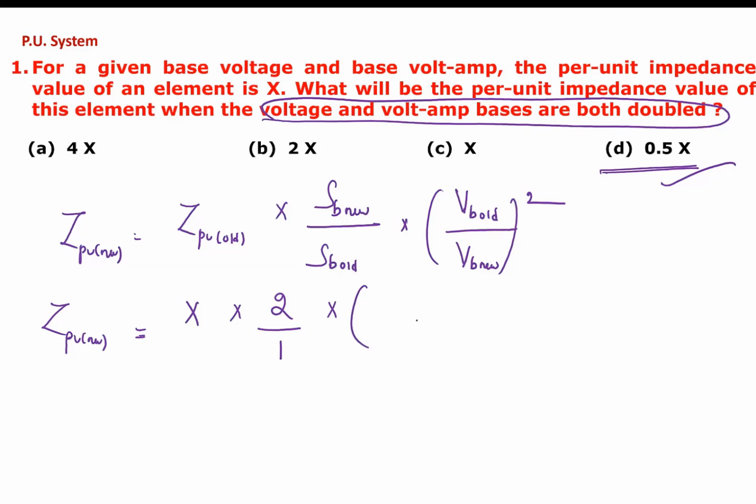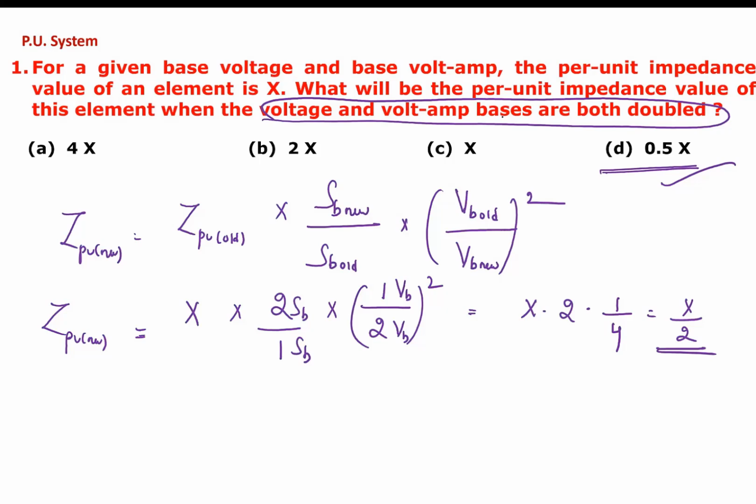Okay. Similarly, the voltage also doubled. The old one, let us call 1, and the new one will be this one. This is VB whole square. It is SB and SB. So if you do this calculation, you are going to get x into 2 divided by 4. So x by 2 is the new per unit value if you double both the volt ampere base and the voltage base.